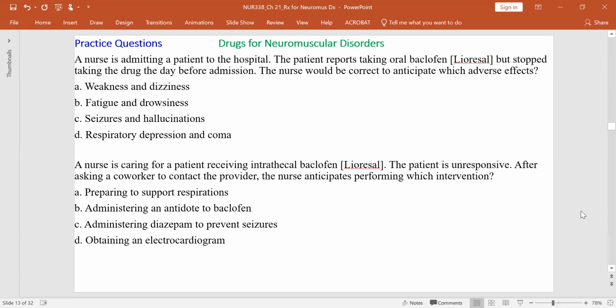So the first question: a nurse has admitted a patient to the hospital, and the patient reports taking oral baclofen, but stopped taking the drug the day before admission. The nurse would be correct to anticipate which adverse effect? So the answer is C, seizures and hallucinations. And the rationale is that the abrupt discontinuation of baclofen or Lioresal is associated with visual hallucinations, paranoid ideation, and seizures.